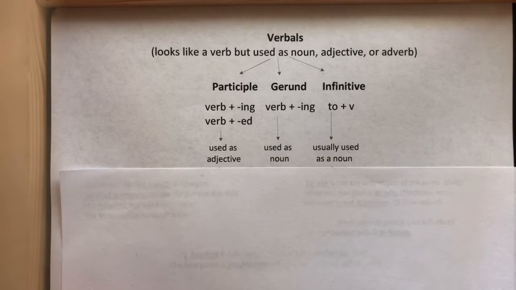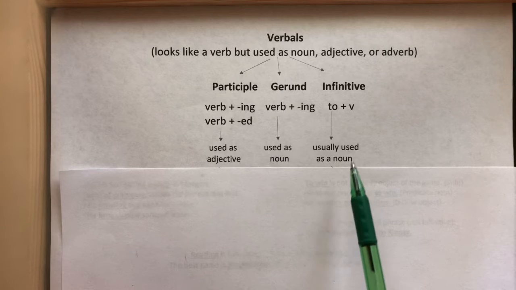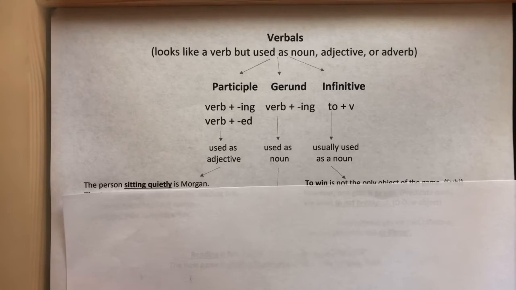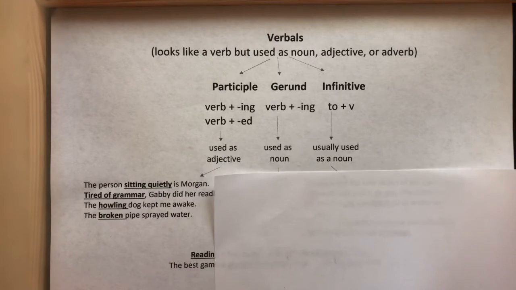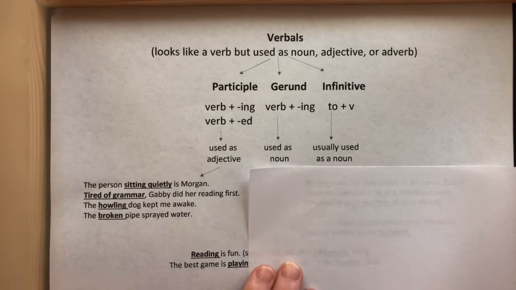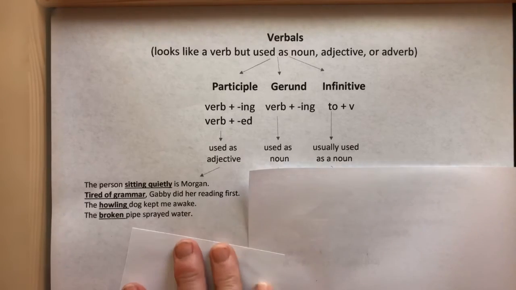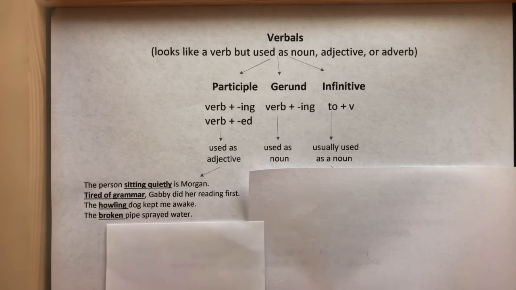Now let's look at how we use all three of these things. Participles are used as adjectives. Gerunds are used as nouns, and infinitives are usually used as a noun. Now I want us to start looking at some examples of participles. So let's look at these participles and participial phrases.